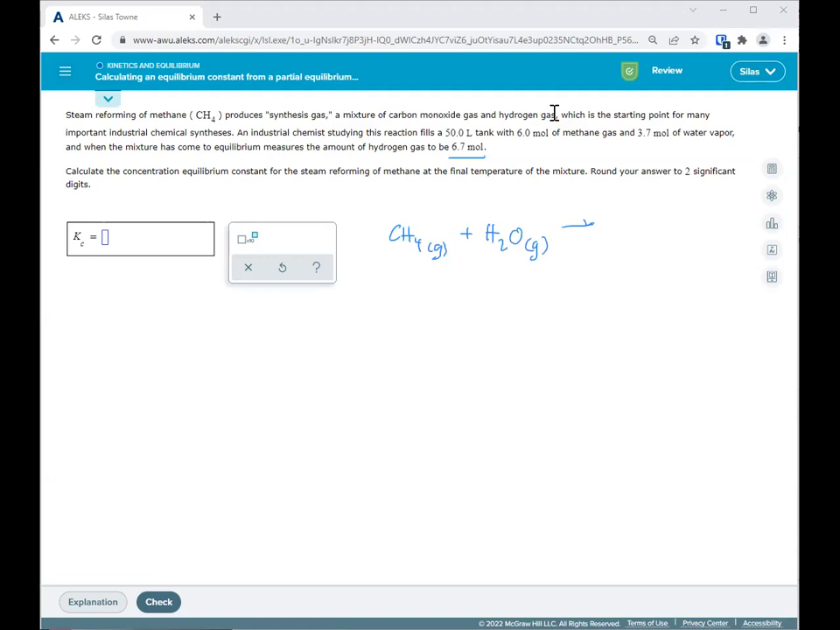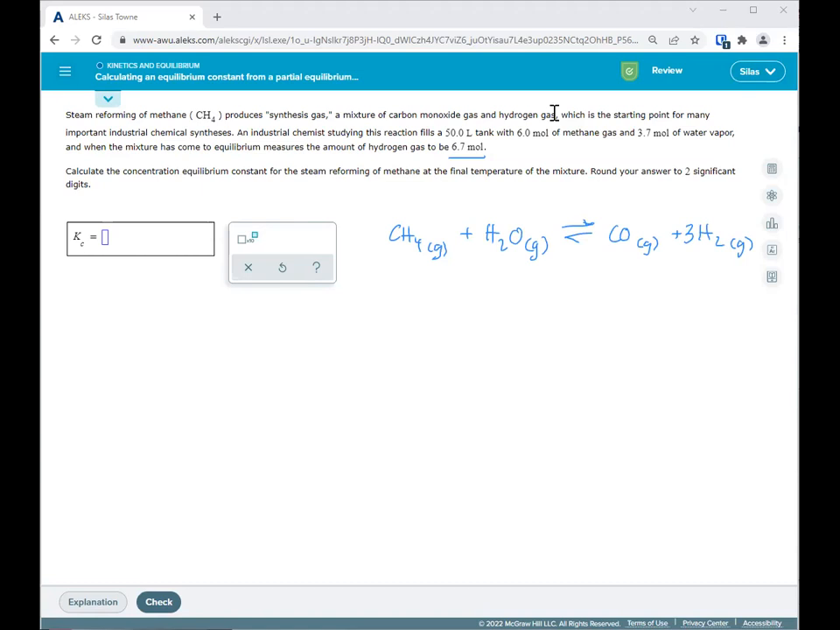to form, it says, carbon monoxide and hydrogen. Remember, that's a diatomic. So we've got one carbon on both sides, one oxygen on both sides, and then we have 6 hydrogens and 2. So we're going to put a 3 here. So there's our balanced chemical equation.